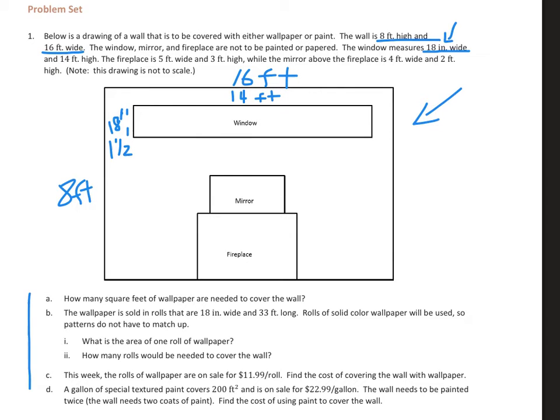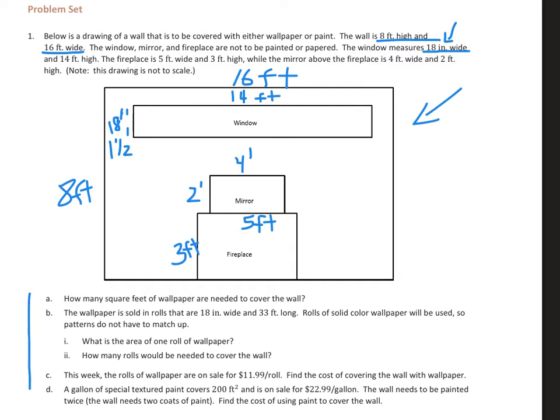All right. The fireplace is 5 feet wide by 3 feet high, so I'm going to put a 3 here and a 5 here. And that's feet, which, again, you saw what I used up there, just the single line. You could do that instead of the word feet or the letters FT. While the mirror above the fireplace is 4 feet wide and 2 feet high. So 2 feet and 4 feet. All right, and that's pretty much everything we need.